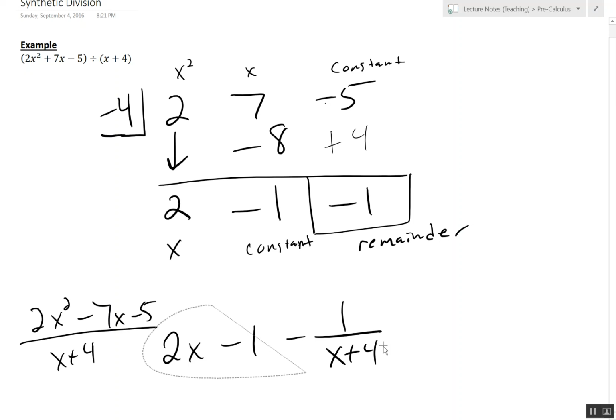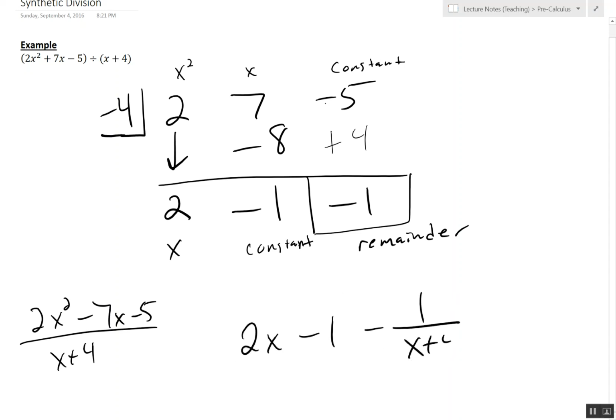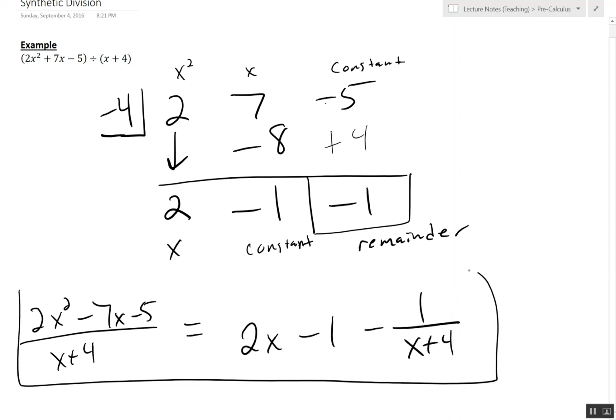equals that. Alright, that's all there is to synthetic division.